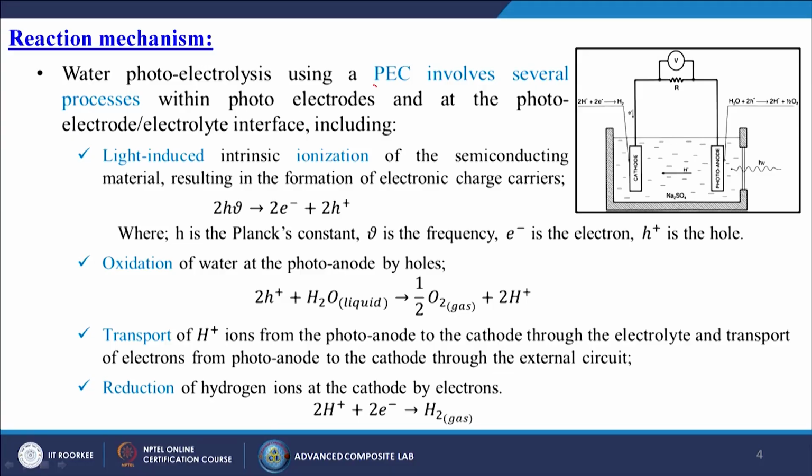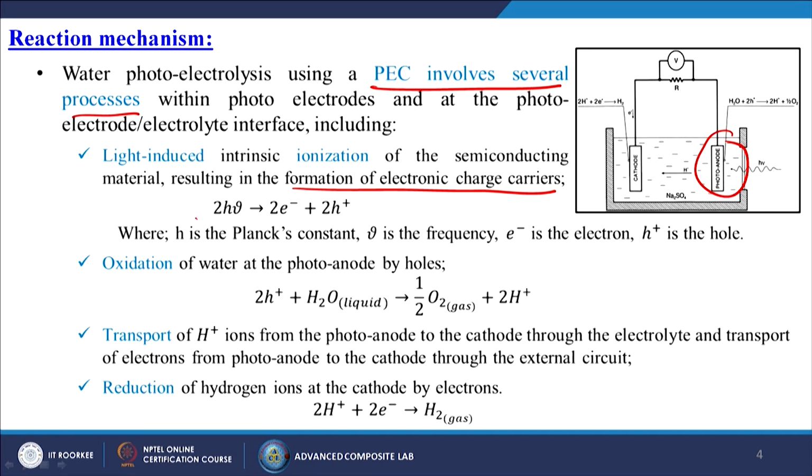Then what is the reaction mechanism? So, water photoelectrolysis using a PEC involves several processes within photoelectrodes and at the photoelectrode or maybe the electrolyte interface, including light induced intrinsic ionization of the semiconducting material resulting in the formation of electronic charge carriers, which is happening in this particular case itself when the sunlight or maybe the light is directly coming to the photoelectrode itself.